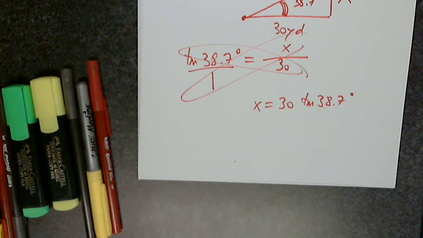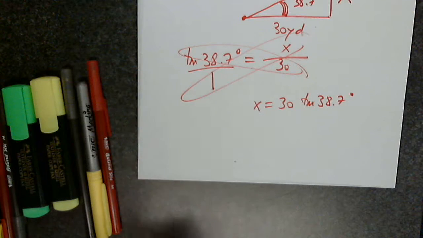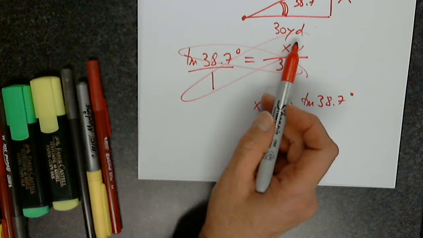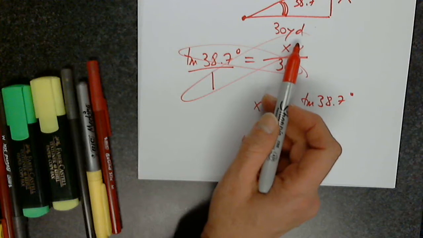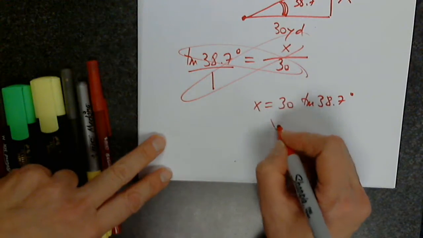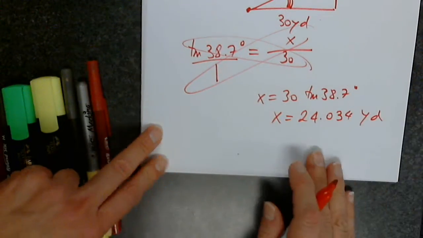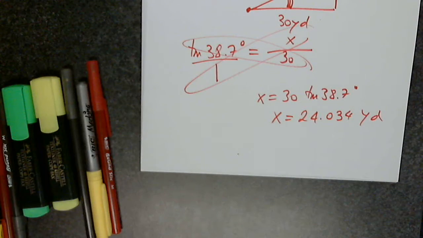Close the parenthesis. Make sure again that you're in degrees. The mode is in degrees. Yes, it is. So I press enter and I have roughly 24. So it says from a point on the level ground, 30 yards, approximate the height of it to the nearest foot. So this is in yards. So x equals 24.034 yards. Now we have to change this into feet.